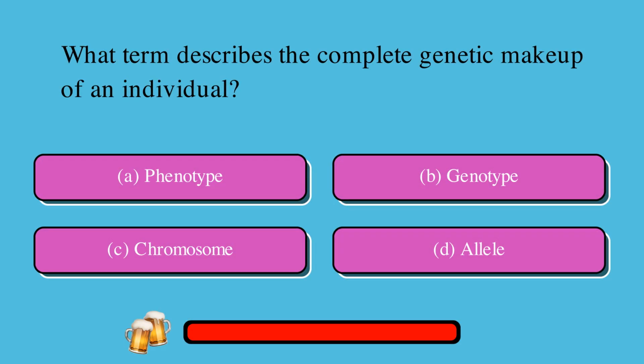What term describes the complete genetic makeup of an individual? A. Phenotype, or B. Genotype, or C. Chromosome, or D. Allele. The correct answer is B. Genotype.